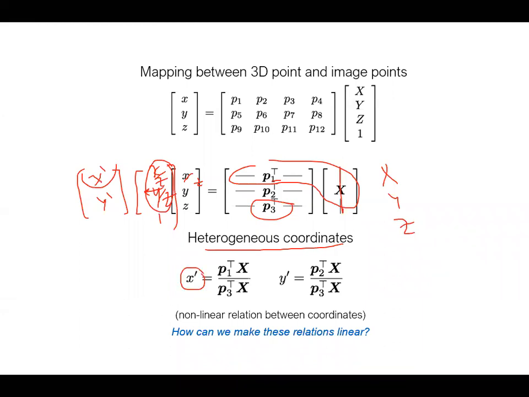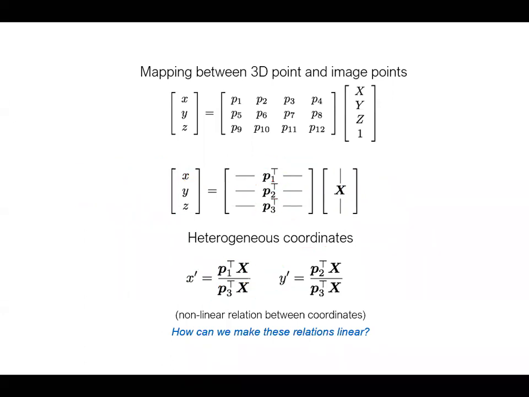The x dash, which is the first one, will be this first one multiplied by x, P1 transpose multiplied by x, divided by the third one. The third one is P3 transpose multiplied by x. Does that make sense? Exactly the same applies for y dash. Y dash will be what? Y dash, which was here, y over z. It will be this multiplied by that, divided by the last term. So P2 transpose multiplied by x, divided by the last term, which is P3 transpose multiplied by x.